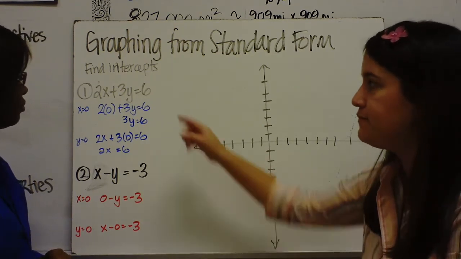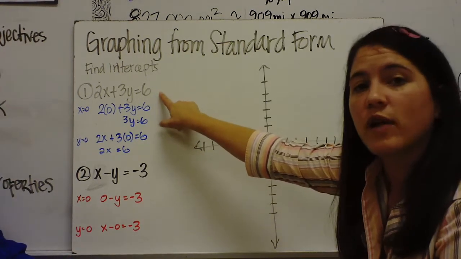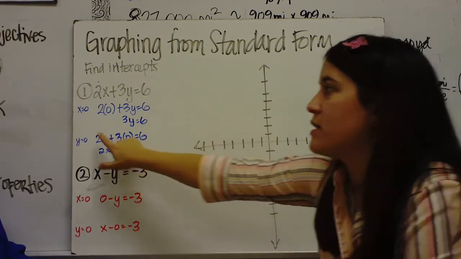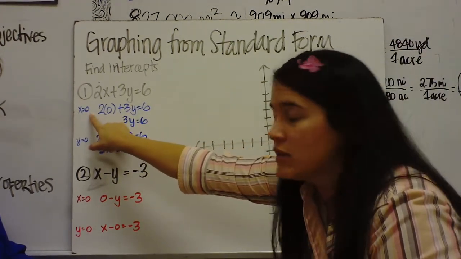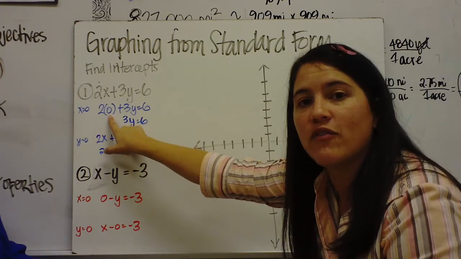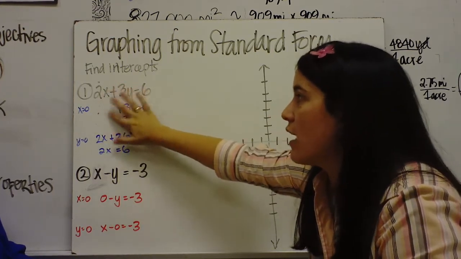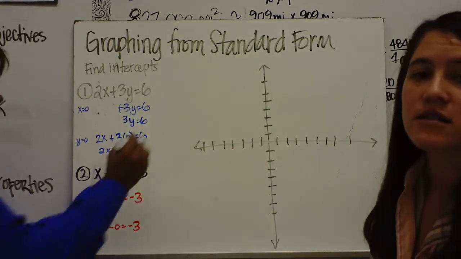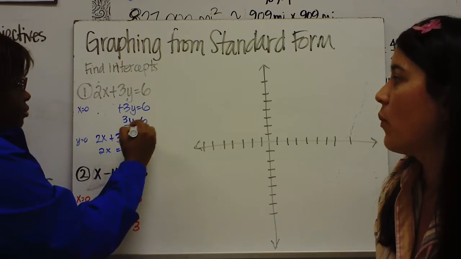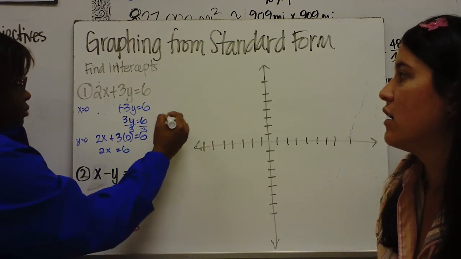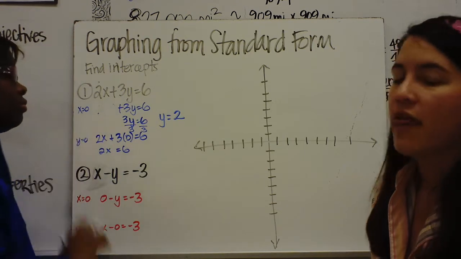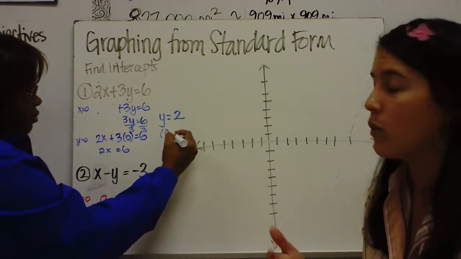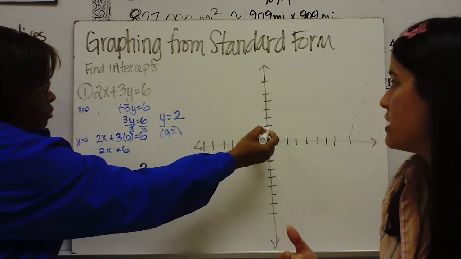So equation number 1, 2x plus 3y equals 6. It's in standard form. When you want to find the intercepts, I put a note. You let x equal 0, and when you substitute in 0 for x, this term goes away, because 2 times 0 is 0. You're left with 3y equals 6, then you solve and divide each side by 3, and y equals 2. That means that point, that y-intercept is (0, 2), or y equals 2. So you're going to put a dot at y equals 2.